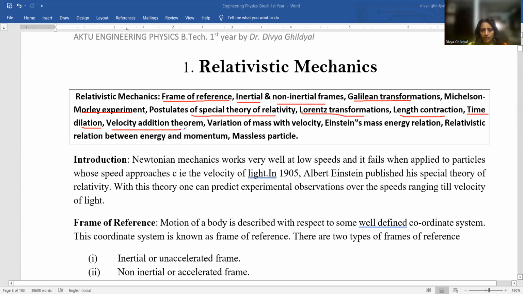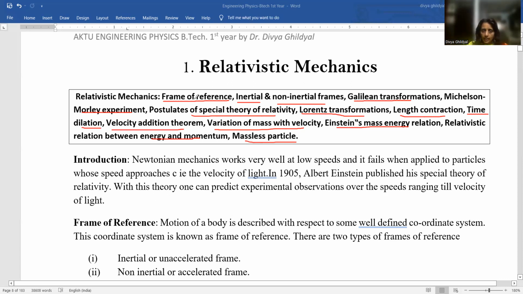Velocity addition theorem. Here we will be requiring two bodies and law of conservation of energy to derive an expression. Variation of mass with velocity. Till date, you must have heard that mass is a universal constant. Now you will be getting to know that m equals m naught upon under root 1 minus v square by c square, where m naught, the rest mass, is a constant. Einstein's mass energy relationship, E is equal to mc square. Relation between energy and momentum, E is equal to Pc. And massless particle definition, a very favorite question for section A.